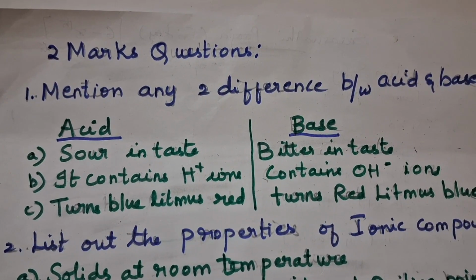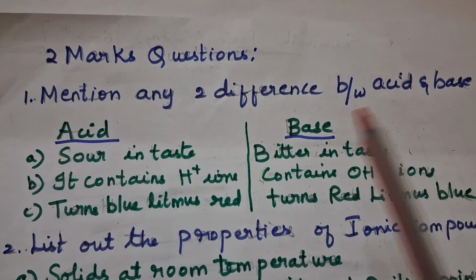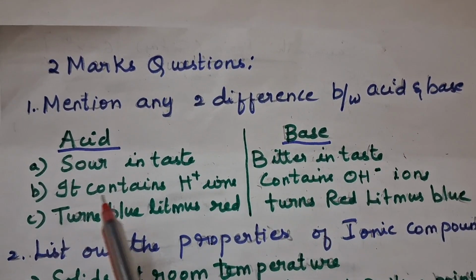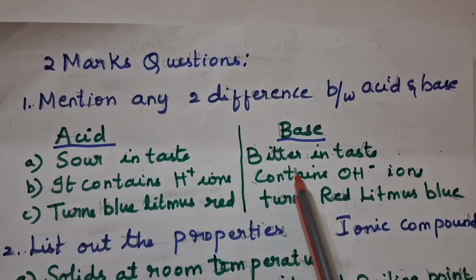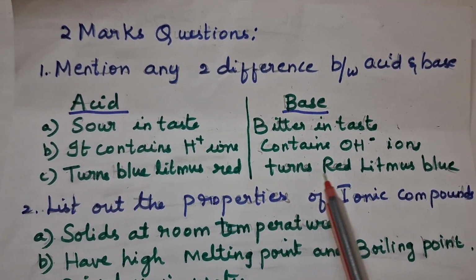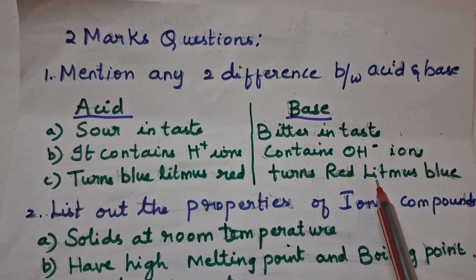Next is 2 marks questions. Mention any two differences between acid and base. Acids are sour in taste, bases are bitter in taste. Acid contains H+ ions whereas base contains OH- ions. Acid turns blue litmus red whereas base turns red litmus blue.